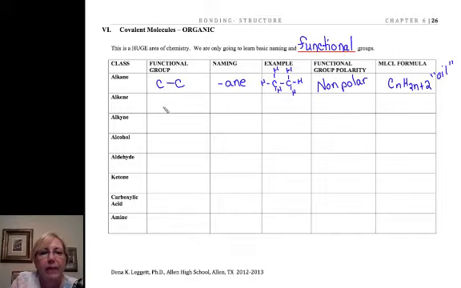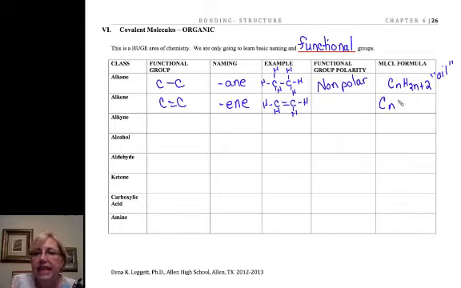Okay, alkenes have the double bond. They end in ENE, and that would be a double bond. In order to make that double bond, you lose two hydrogens. So it would be CnH2n, and you've learned these before. This is a review, and this again is non-polar.